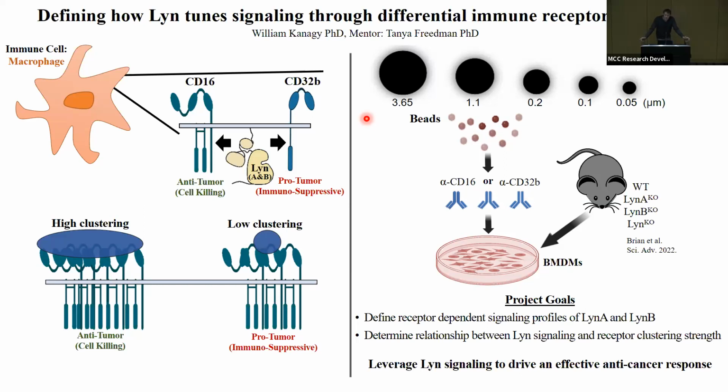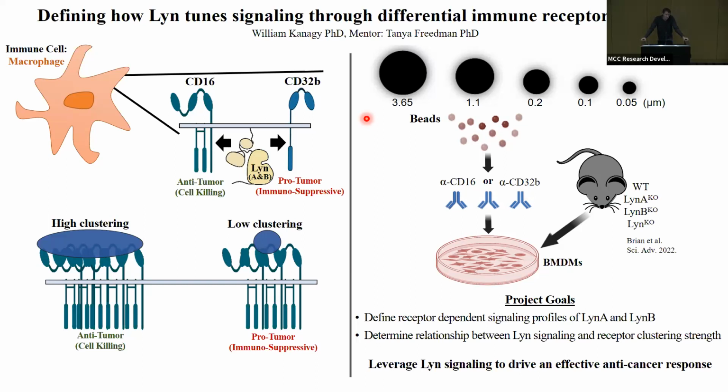One clue might be in the fact that you have Lyn A and Lyn B, which are two isoforms of Lyn. Maybe this is our answer to this puzzle of how we have these two different behaviors occurring through Lyn, through these two different receptor types within macrophages. So that's one of the questions.